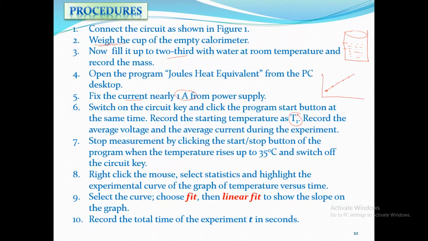You note the temperature T1 and note the average value for the voltage and the current in the table during the experiment. After reaching some fixed temperature, you can fix it like 35 or 45, whatever you want. Then you switch off and select the points which are exactly in a straight line, press fit, and from the drop down menu click linear fit. It will give you the slope. Then you have to note the total time in seconds.